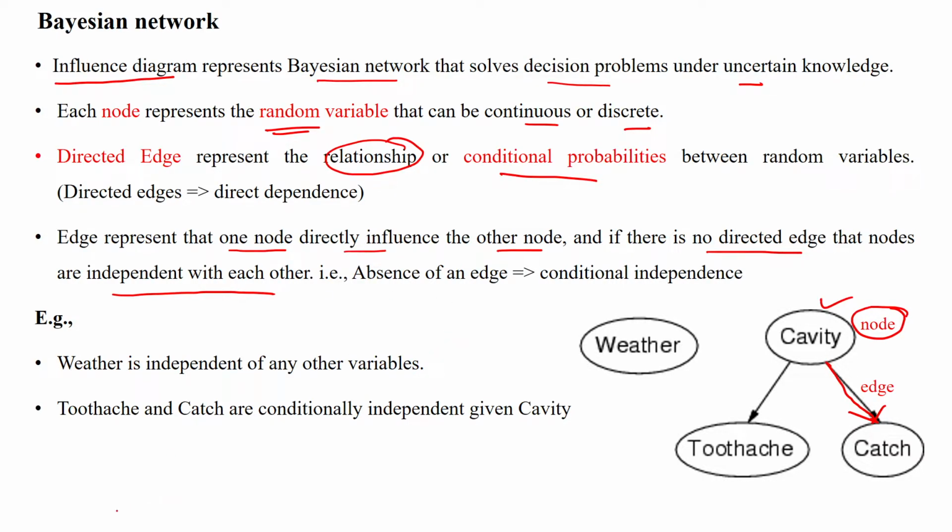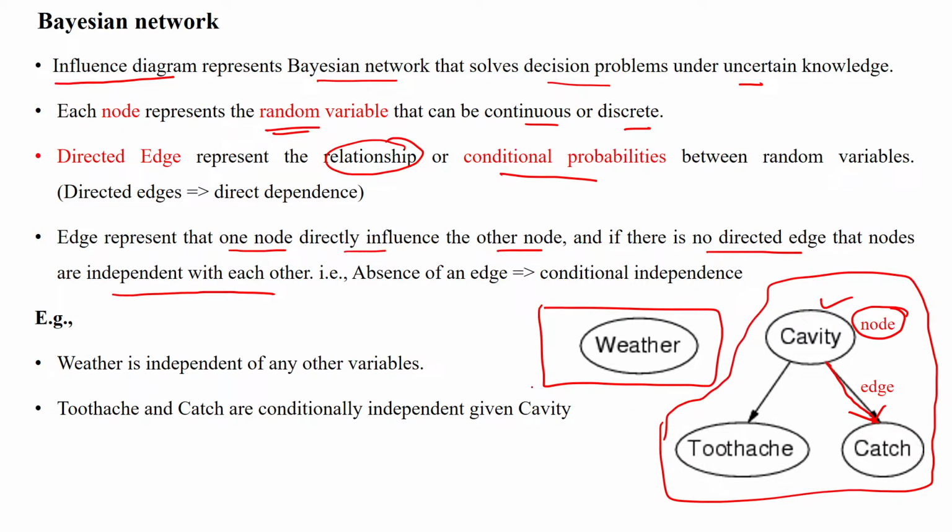For example, in this diagram, there are two graphs. Here the weather is one of the features which does not depend on any other variable. But here toothache and catch are conditionally independent given cavity. So here the parent is cavity. Toothache depends on the cavity, and likewise catch also depends on the cavity, but these two are conditionally independent of each other.